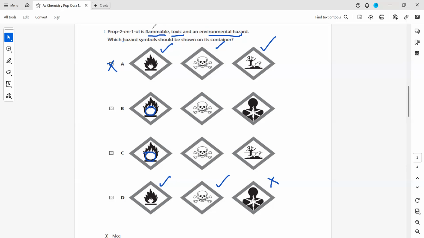If the same question was there and it said the substance is highly oxidizing, then what is the symbol for oxidizing? That is an O with fire, which shows that it is highly oxidizing.